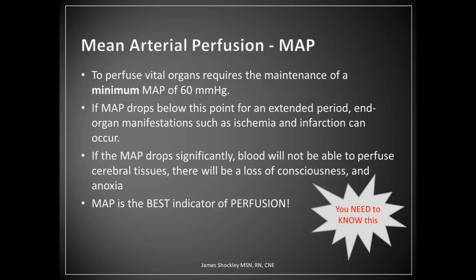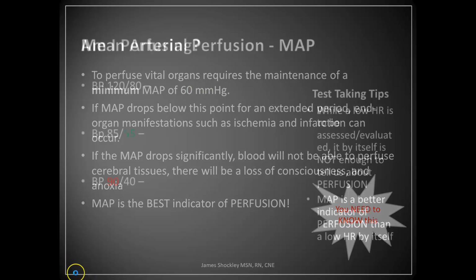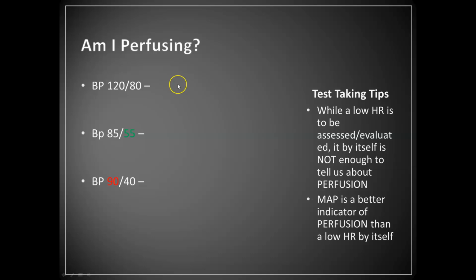We do know that if a MAP drops below a certain point for an extended period, you're basically causing ischemia and or infarction to the heart. You are not able to perfuse your cerebral tissues, and you're going to have changes in LOC. Your MAP is your best indicator of perfusion. So, here's what we're talking about. 120/80. Easy. I can look at this and say, okay, my diastolic is already greater than 60. Not a whole lot here that I have to do.